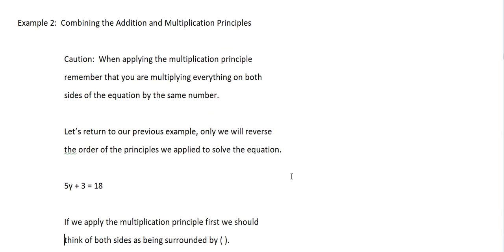Caution, when applying the multiplication principle, make sure that you multiply everything on both sides of the equation by the same number. As a matter of fact, I'm going to show you in a few moments a common error that people run into.